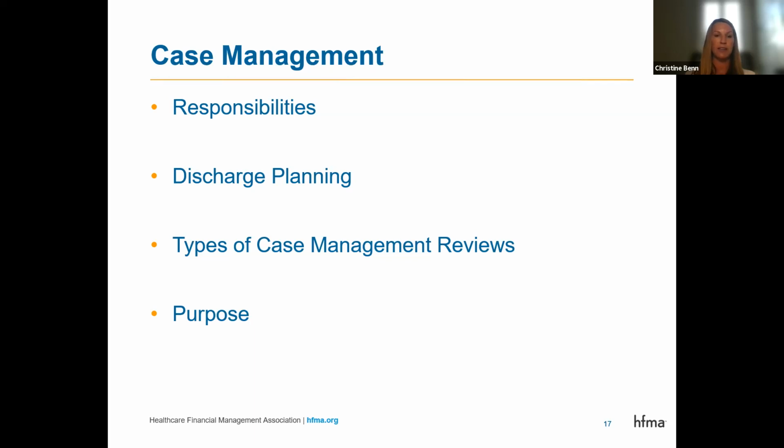There are prospective reviews or pre-certification. These happen before service and are often making sure that the patient being brought in is going to be brought in the correct status. There's concurrent review and discharge planning, which both occur during service. And then there are also retrospective reviews, which occur after the service. And the purpose of case management is to monitor the progression of high resource consumption cases to ensure effective utilization of resources during the care of the patient and maximize patient outcomes.